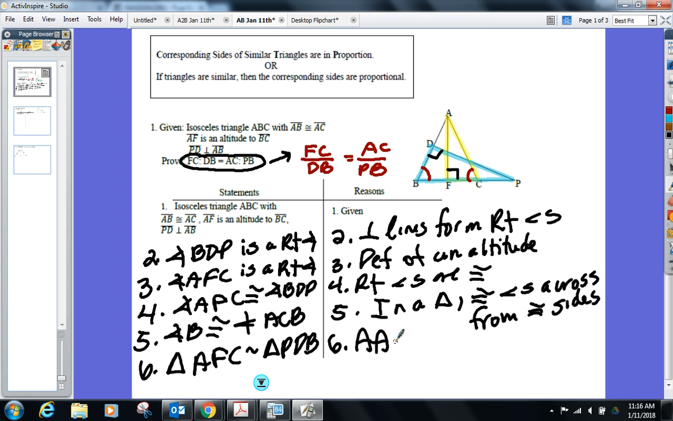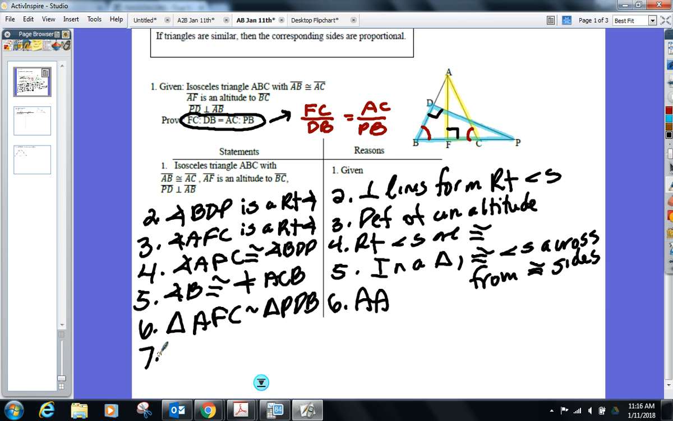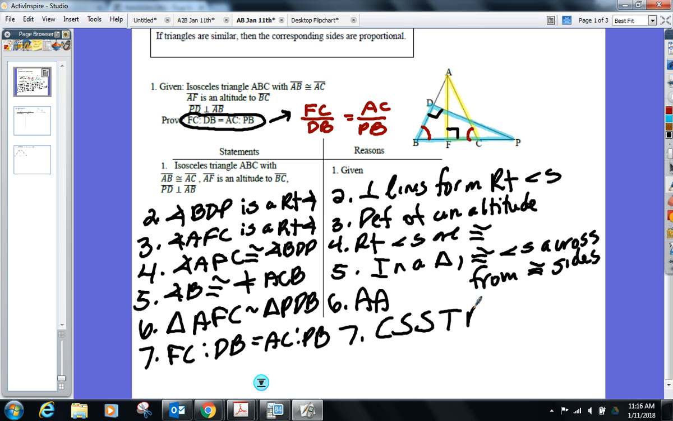By angle-angle. Make sure, in all seriousness, definitely for tomorrow, make sure you got the similar symbol, not the congruent symbol. And now that the triangles are similar, I now know the corresponding sides are in the same ratio. I like to call this the cousin of CPCTC for congruent triangles, and that is corresponding sides in similar triangles are proportional. CSSTP. If you want to take a minute, let it roll off your tongue. CSSTP.